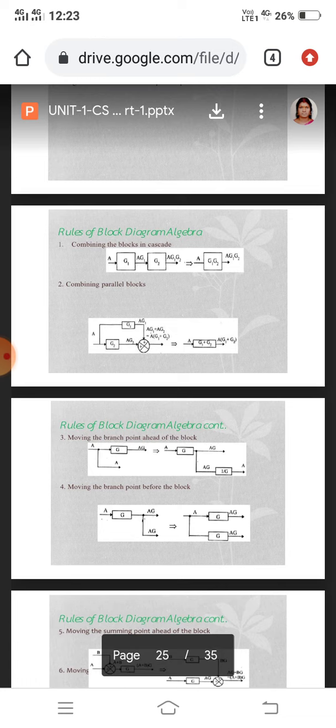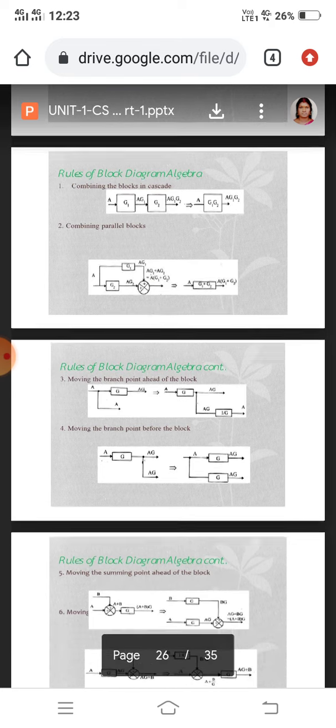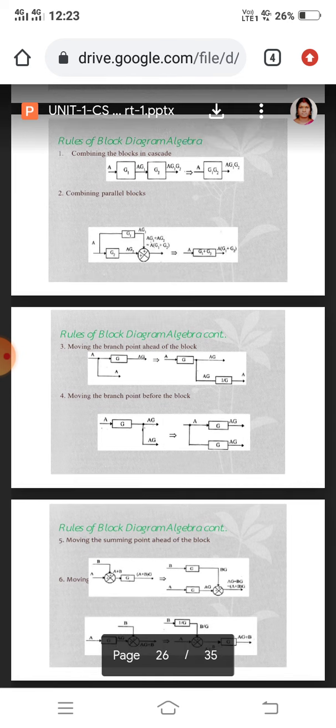Second thing is combining parallel blocks. Two blocks are connected in parallel with the help of a summing point. So we can remove that summing point and get A into G1 plus G2 block. So AG1 plus AG2.